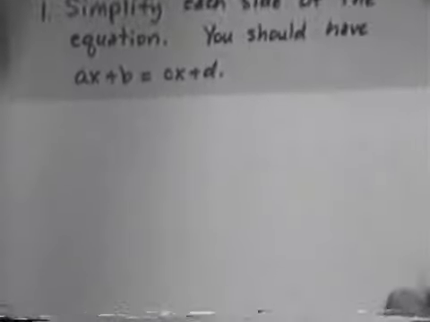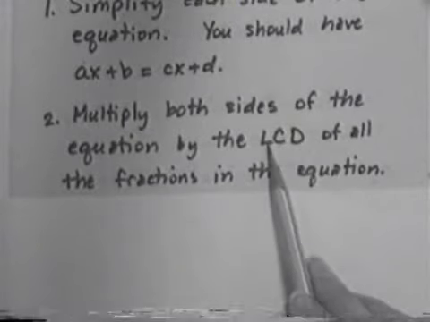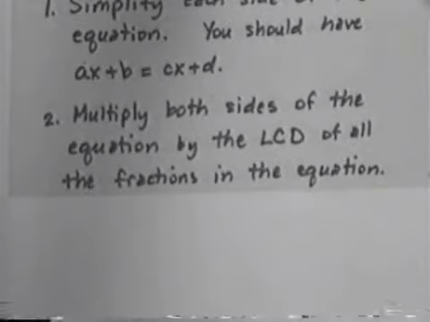Step 2, multiply both sides of the equation by the LCD. Remember, LCD means least common denominator of all the fractions in the equation. Multiply both sides of the equation by the LCD of all the fractions in the equation.